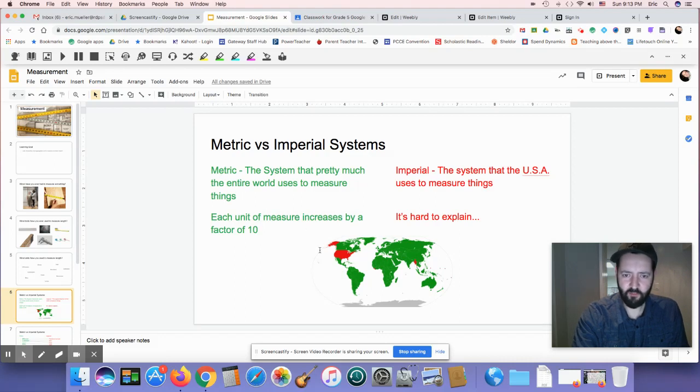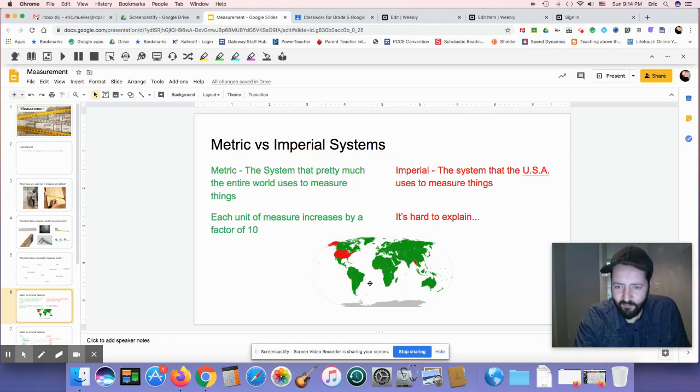And if you look at this map I've included on the bottom here, all of these countries that are green use the metric system. So you can see by and large most of the world's on that system. But we do have a second system in the world called the imperial system. And this is the system that mostly the United States uses to measure things. You can see here on the map, here's the United States, and then of course Alaska up here is part of the United States as well.